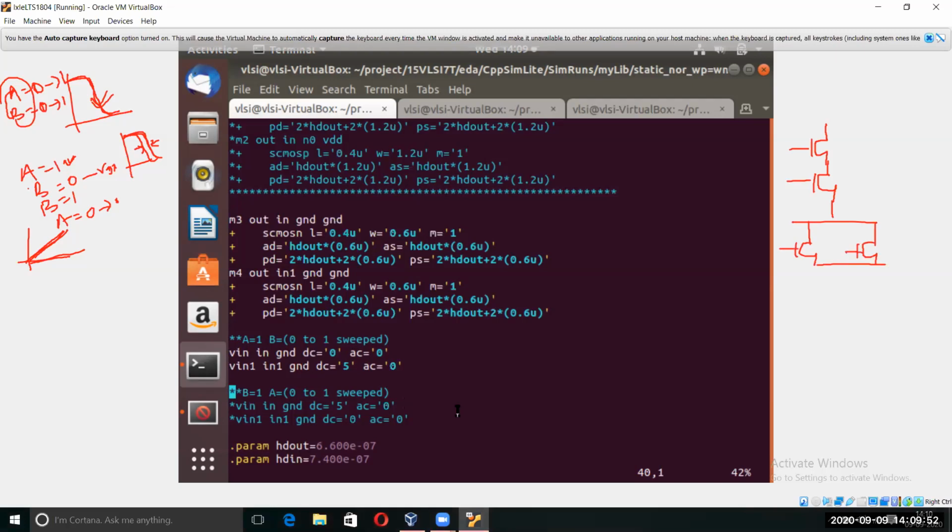Okay, so this is NMOS, this is NMOS. So this is B, this is A. So AB. Okay, this is the output.